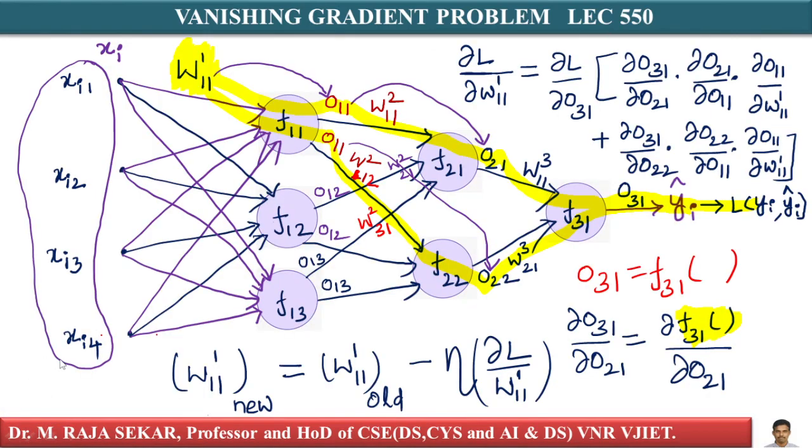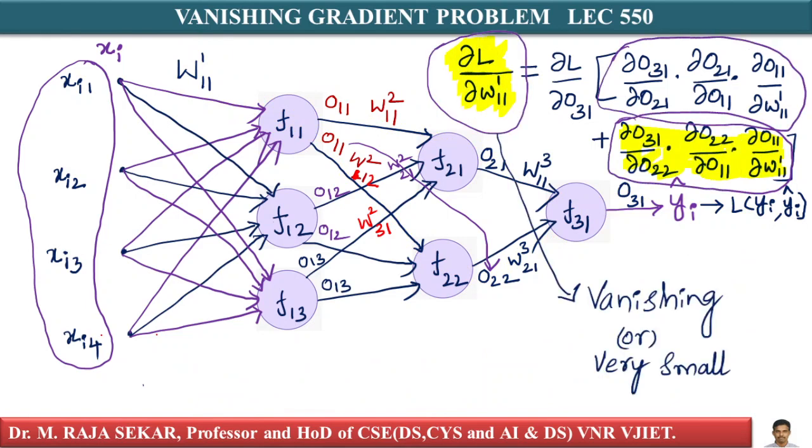In this lecture, I will continue my discussion on vanishing gradient problem. Before understanding this lecture, I request you to go through my previous lecture on vanishing gradient, lecture number 550. In that lecture, we discussed what vanishing gradient is and why it occurs: the final gradient becomes very small because of this chain rule based multiplication.